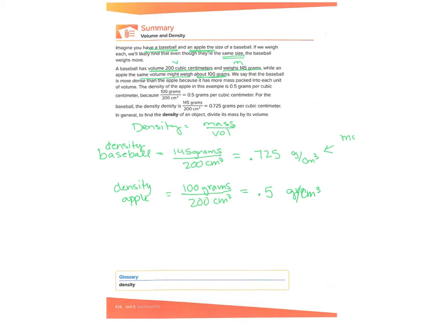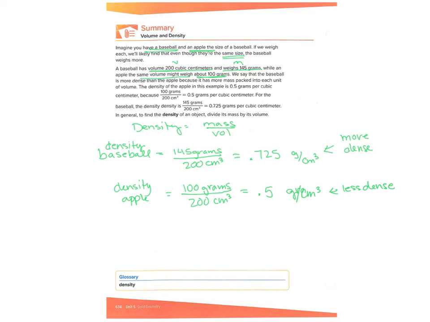So this is more dense. The 0.725 is a bigger number, and this is less dense, and that makes some sense to me. The apple has a lot of water in it. If I wanted to cut into my apple, it would be easier to cut into. It's less dense. There's more water weight in it. And so these two answers for density of these two objects make sense to me.